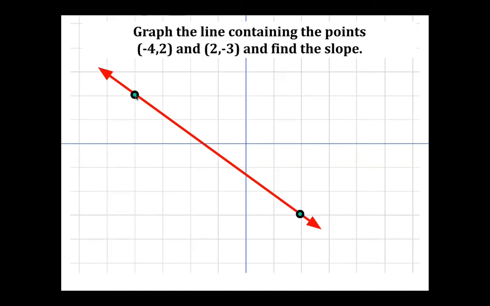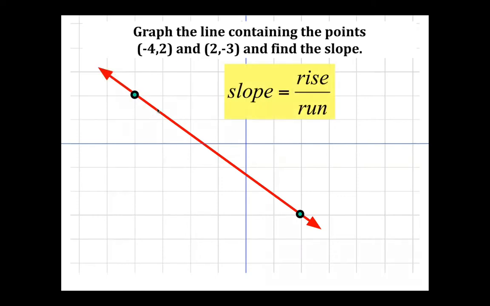(-4, 2). And notice now that our graph is actually pointing up to the left and pointing down to the right. So that indicates that in this case, we have a negative slope. So we'll be counting down. So from (-4, 2), let's count down to (2, -3).